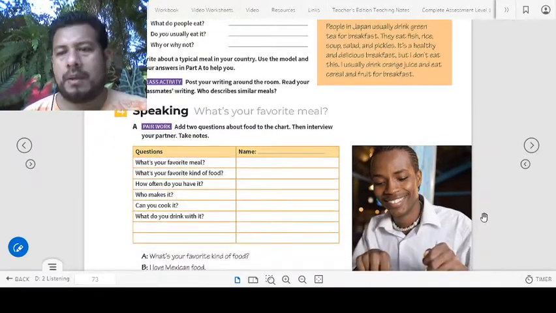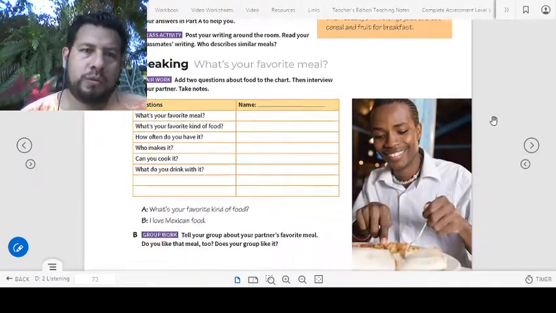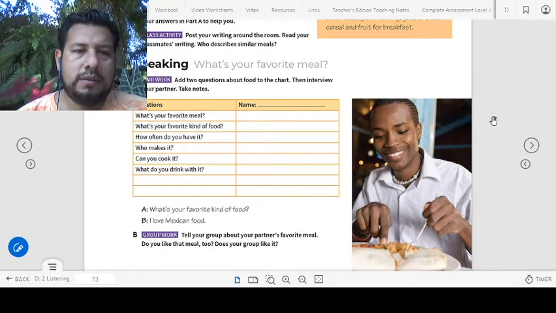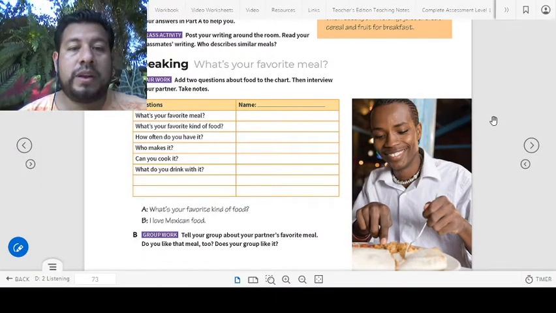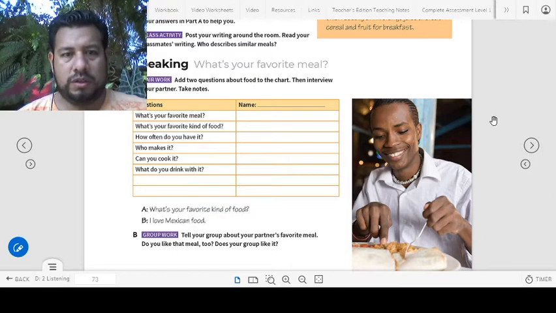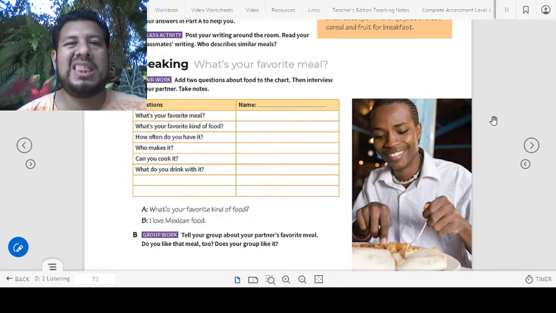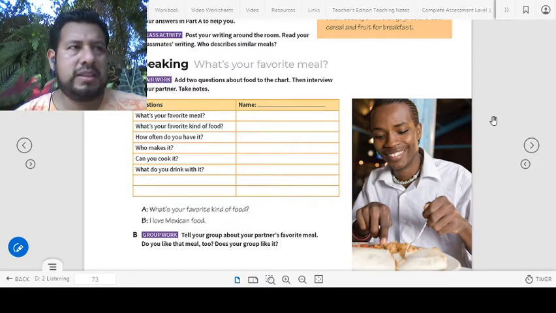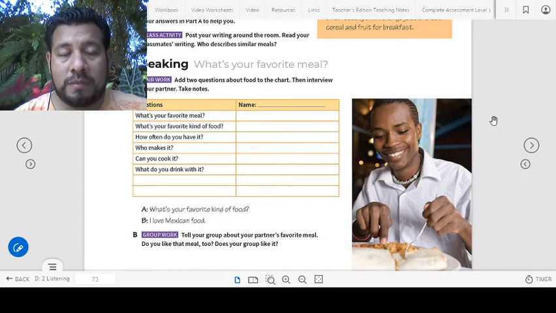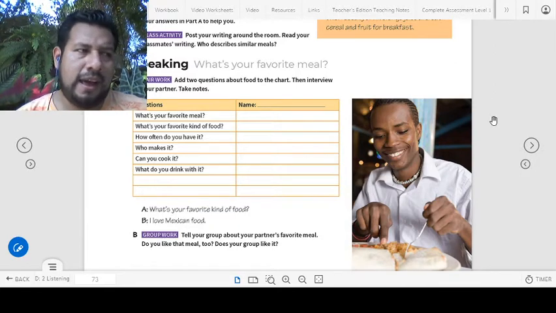And what's your favorite meal? ¿Cuál es tu comida favorita? Son preguntas. What's your favorite meal? What's your favorite kind of food? Ojo con esa palabra, kind, tipo, estilo. What's your favorite kind of food? Mexican food, Japanese food, spicy food, comida picante, salty food, salada, sweet food, comida dulce.